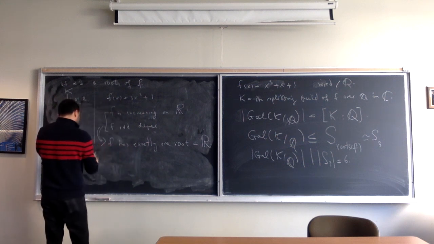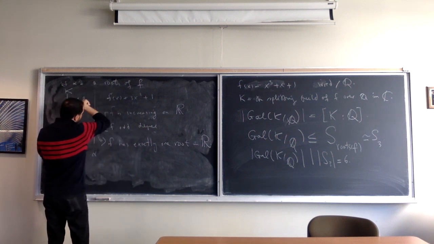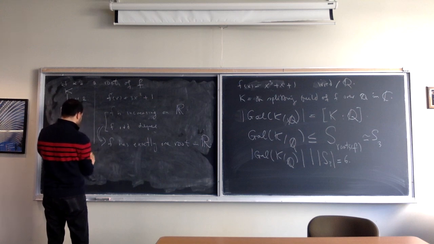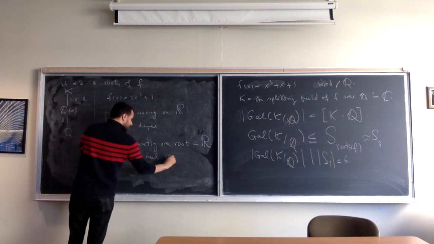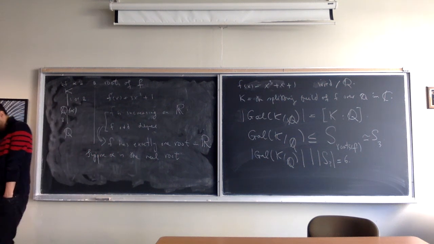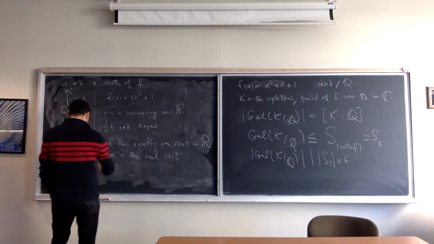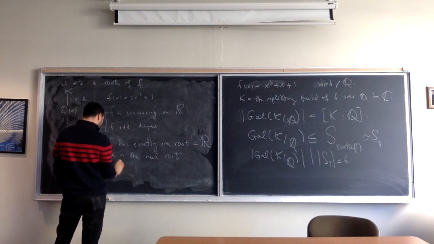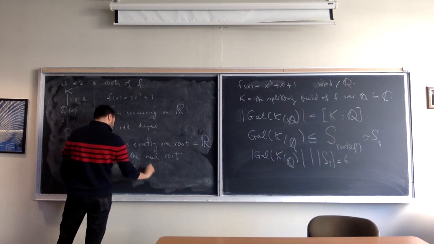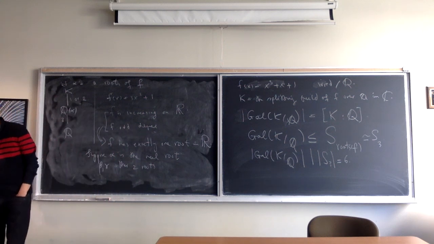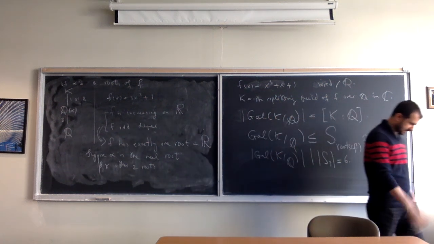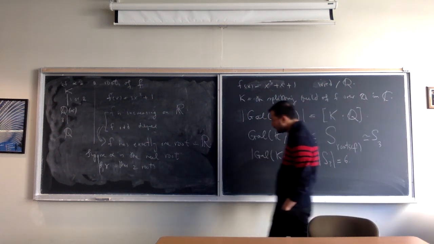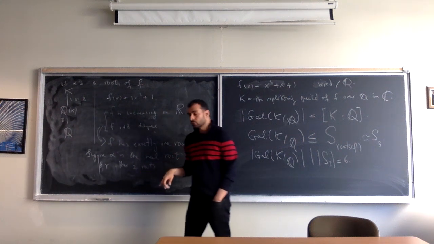So let's say alpha is the real root. There are two more roots, beta and gamma, the other two roots. The three roots are distinct, because f is irreducible and separable. Okay, so these are the other two roots.